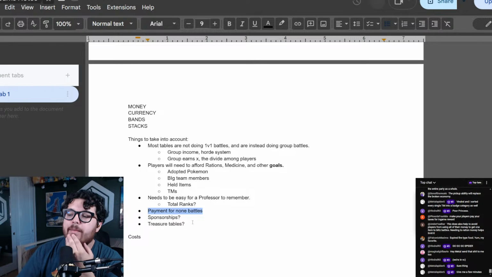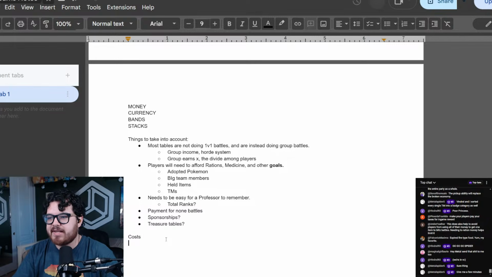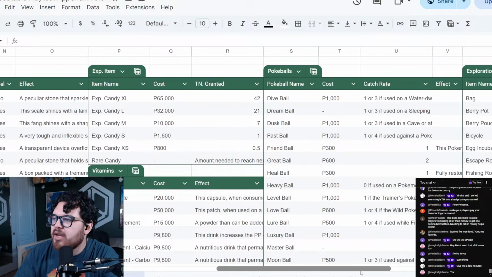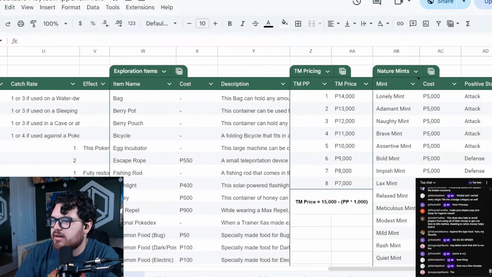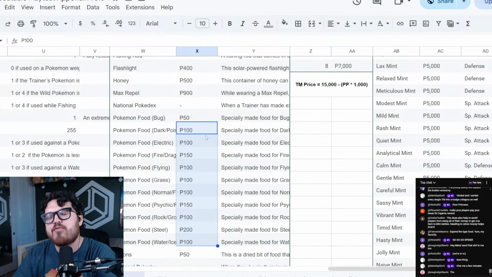So we also want to talk about payment for non-battles, right? Or sponsorships, treasure tables. So first, let's look at some basic costs. Going back to the current economy, I currently have, let's see here, Pokemon food at like 100 to 200 a day. I will probably uniformly fix whatever the price is. We had like fun little changes. I think it'll probably be uniform.